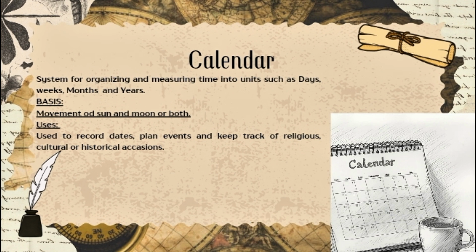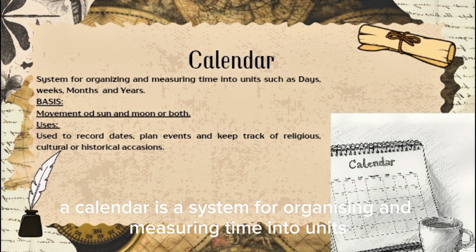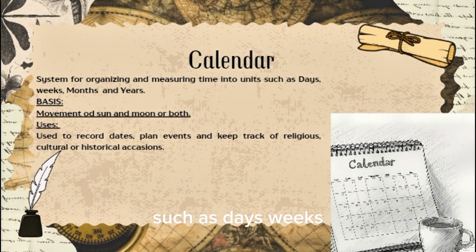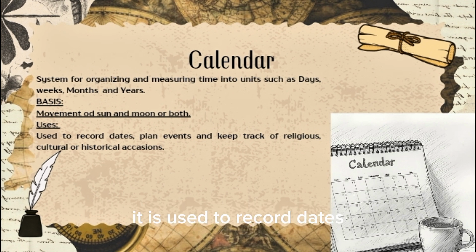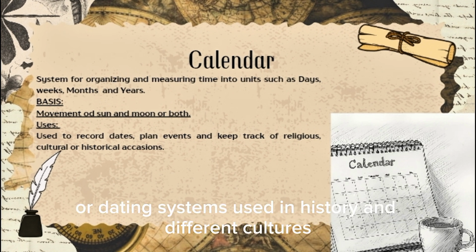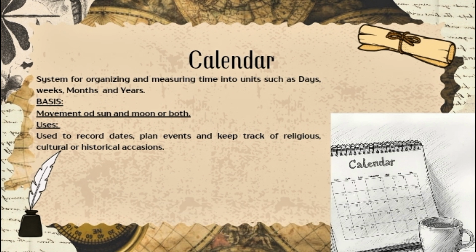Actually, a calendar is a system for organizing and measuring time into units such as days, weeks, months, and years. It is usually based on the movement of the sun, moon, or both. It is used to record dates, plan events, and keep track of religious, cultural, or historical occasions. There are several eras or dating systems used in history and different cultures. Let's learn some of them.